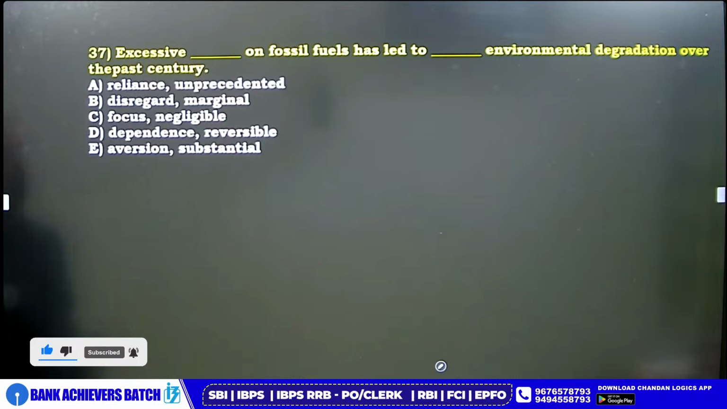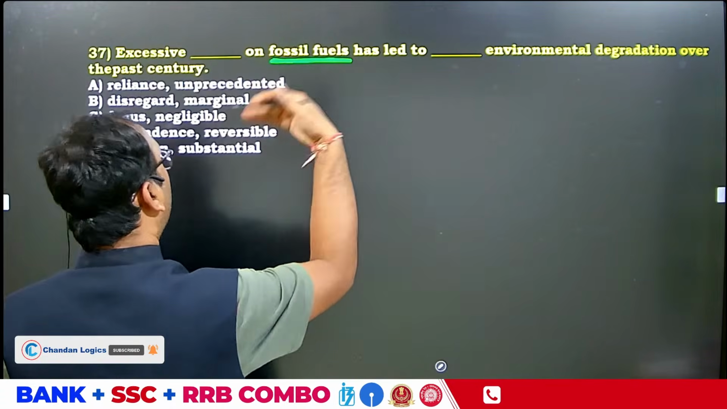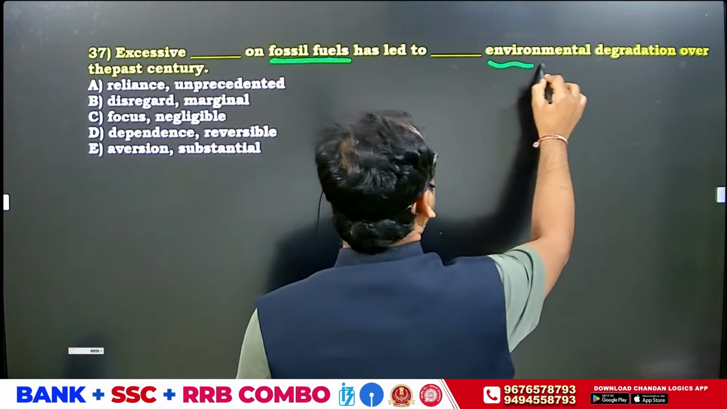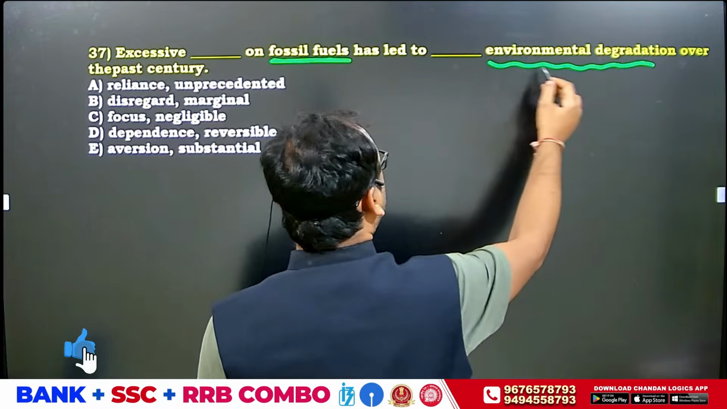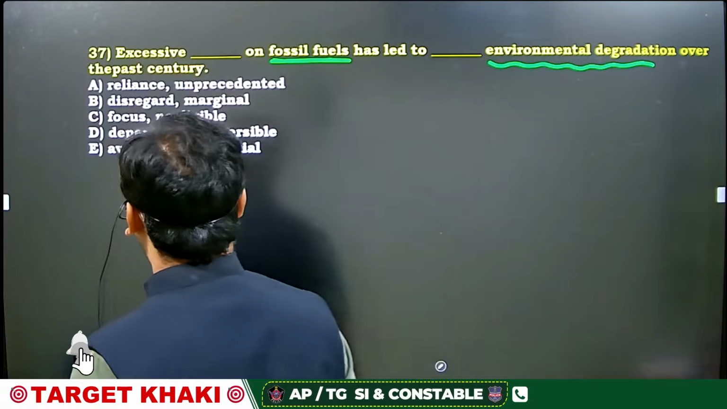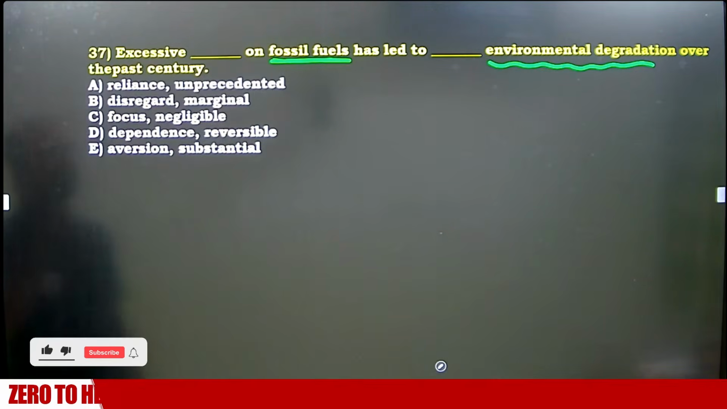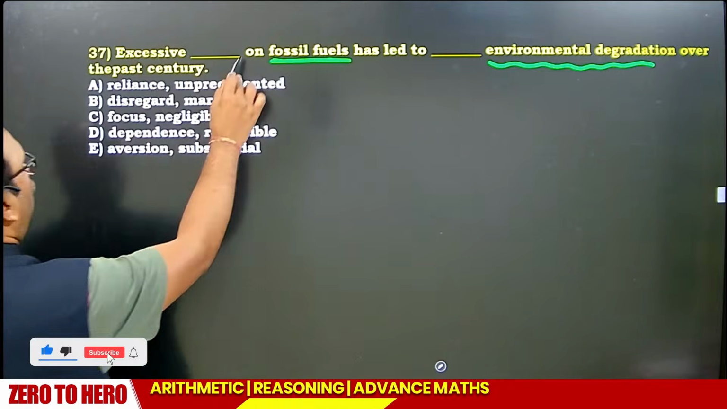Excessive dash on fossil fuels has led to dash. You tell me, when you use fossil fuels more, what happens? Environmental degradation will happen too much. Correct? Excessive dash on, the preposition is on.